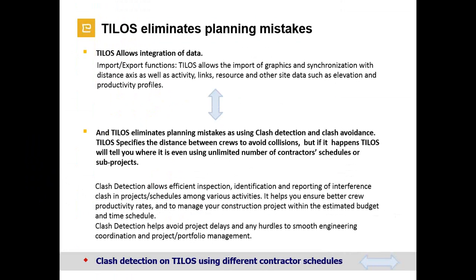So how is TILOS avoiding the clashes and eliminating the planning mistakes? As we said earlier, first of all, TILOS allows us integration of the data. We can import the graphics, and we can synchronize them with our distance axis. We can add, for example, site data like elevations and productivity profiles. And we can specify the distance between the crews to avoid clashes, and it is helping us to deal with the clashes.